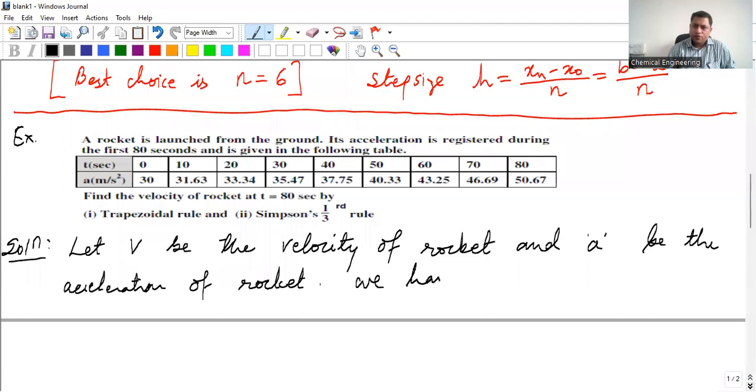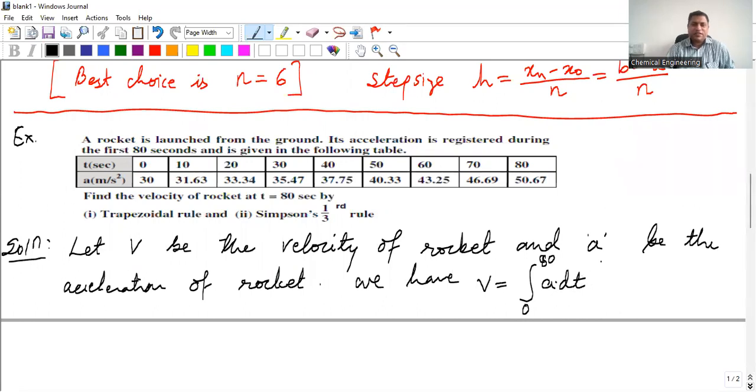So we have P starting at 0 and going up to 80, and we want to find the velocity at 80 seconds. So V is equal to the integral from 0 to 80 of A, where A is going to be acceleration. Okay, so is this formula okay? Are you getting this formula?